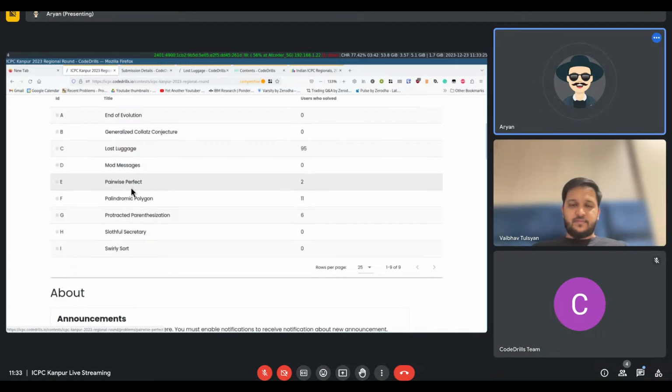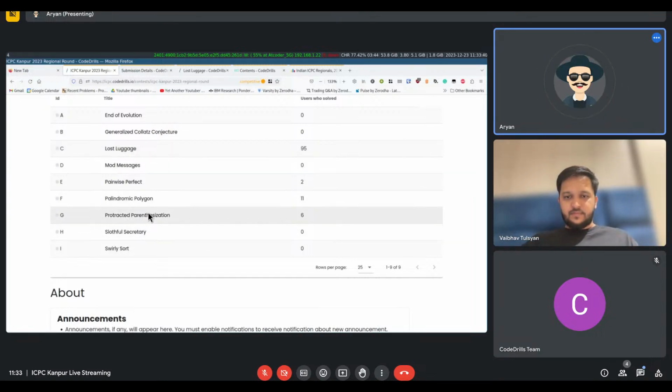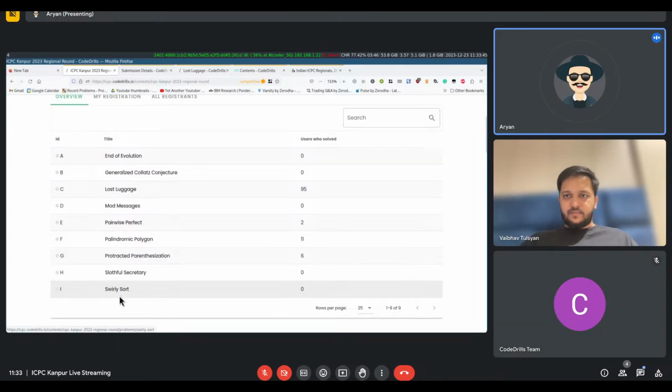Nothing else. Pairwise perfect is add-up. Palindromic polygon is geometry, and pairwise perfect is also geometry. So two geometry, and one we can probably call a tree problem. Then protected parenthesis is none of them. Slothful secretary is a graph problem. And swelly sort, like the end of evolution, also involves something on the tree, but I won't call it a tree problem.